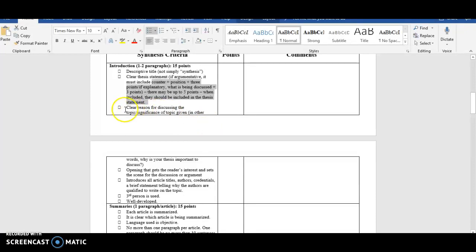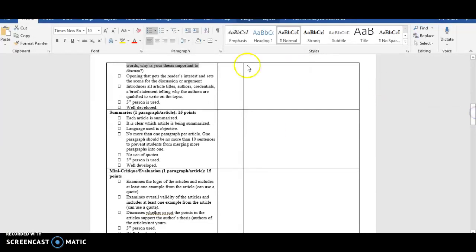The clear reason for discussing the topic, that means the significance. Why is this important in the discussion of your topic? It has to have importance for you to choose this, not just for me. And please avoid announcements. "I will talk about this article," you know, those are called announcements, and those are really lower level writing and have no place in any of the essays in this class.